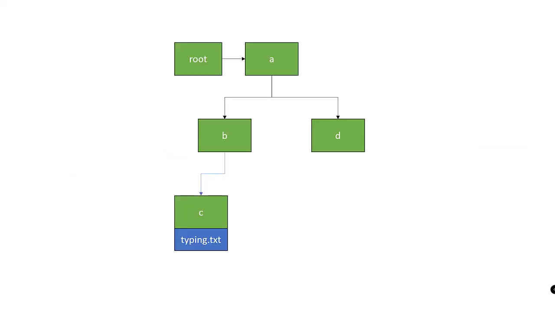Directories help users keep track of files. A directory maintains a set of files. For example, in this case, the directory C holds typing.txt. A directory can also be contained in other directories. For example, the directory C is contained in the directory B, and the directory A contains both B and the directory D. We use a special directory, the root, in order to tell us where to start searching for directories that may have files that interest us.